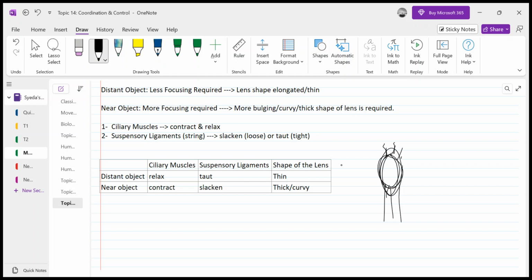So this way, the shape of the lens is changing from curvy to elongated, from elongated to curvy. This actually helps the lens shape to change when we are seeing an object from a long distance, a far distance, and when there is an object nearby to us. So this completes the eye accommodation, or the lens accommodation.